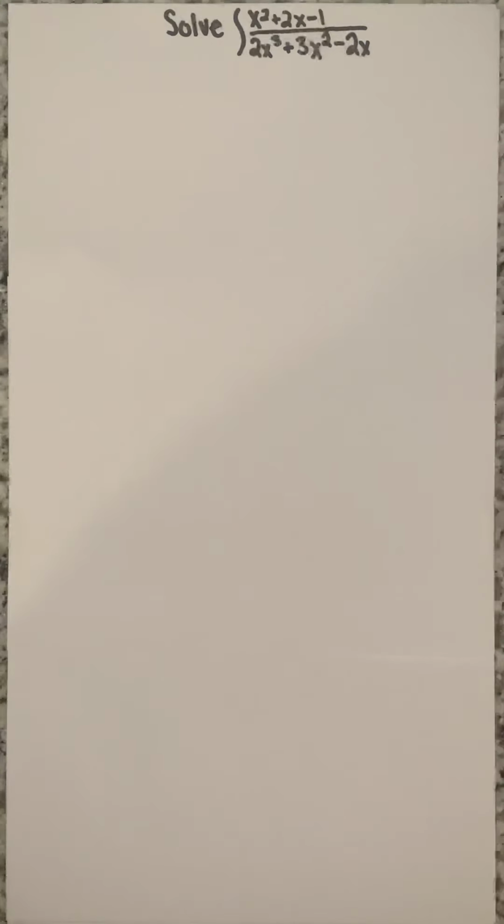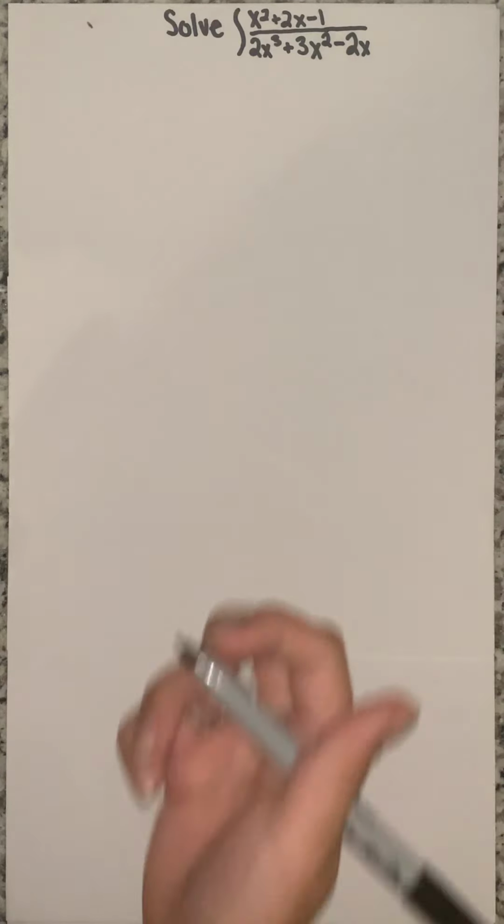During this video, we will be solving two problems. The first one is to solve the integral of x squared plus 2x minus 1 over 2x cubed plus 3x squared minus 2x. To solve, first we will factor the denominator.